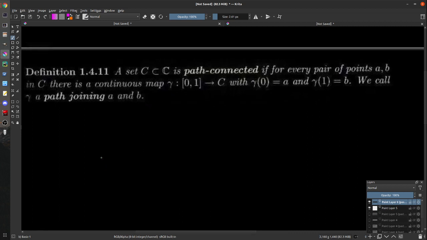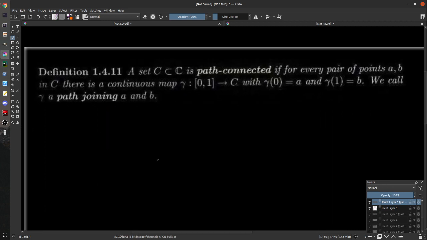All right. So Definition 1.4.11: a set C contained in the complex plane is path connected if for every pair of points A and B in C, there's a continuous map, gamma, from the closed interval from 0 to 1 into C, with gamma of 0 equal to A and gamma of 1 equal to B. We're going to call gamma the path joining A and B. So here's what a connected set looks like.